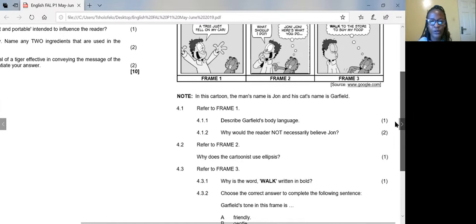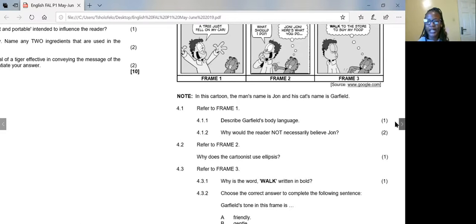Let us move along. We are now in question 4.2. Again, the examiner is guiding you. He's saying to us, refer to frame 2. So that means that for this question, we are going to refer to frame 2. You see why I repeat this over and over again? Sometimes you fail because of a silly mistake, unnecessarily so, by failing to interpret questions accordingly.